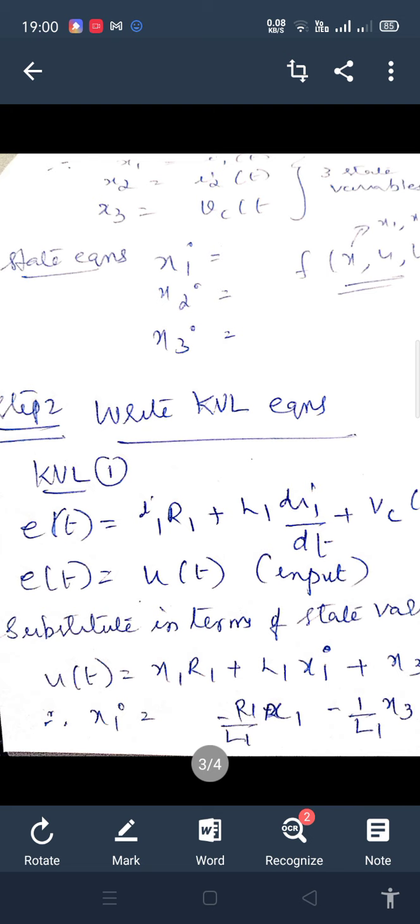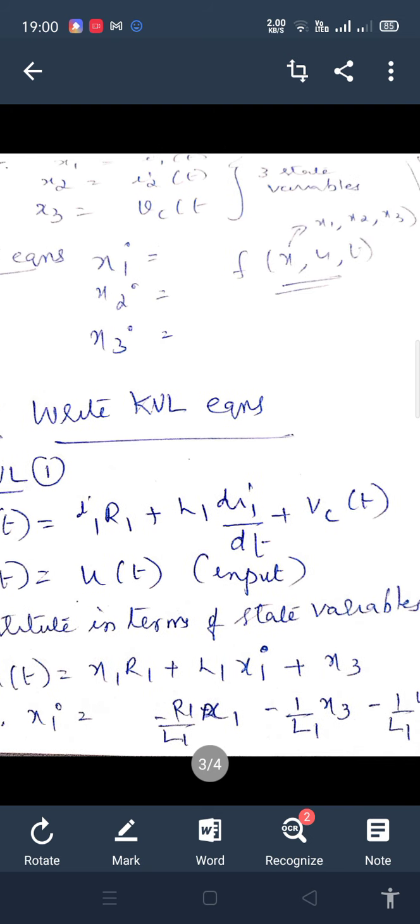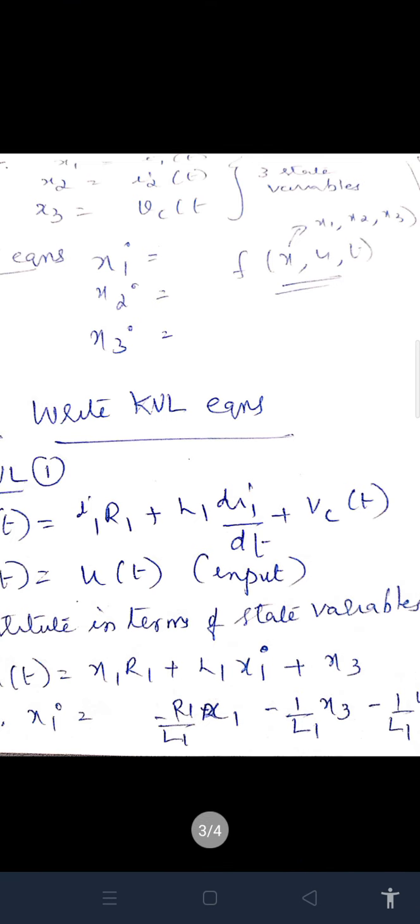So from here, L1 into x1 dot is equal to u of t minus x1 R1 minus x3. Therefore x1 dot is equal to the whole equation divided by L1. So from there you got the first state equation. Similarly, we have to write the second state equation.